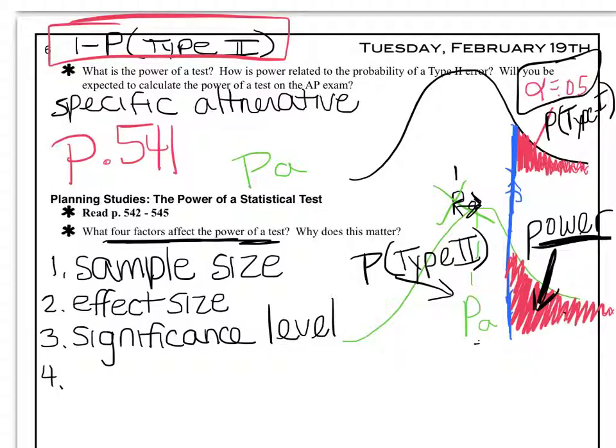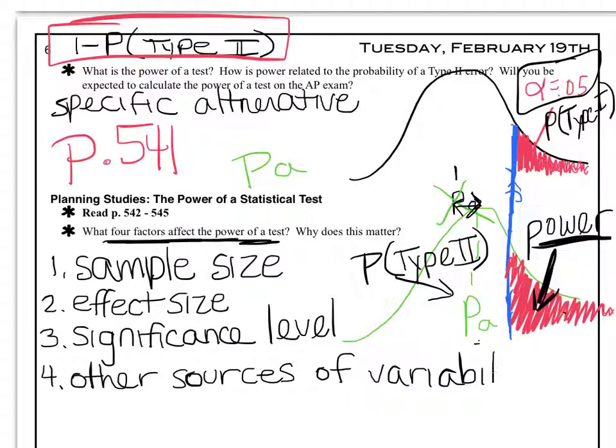And number 4, other sources of variability affect power. So if you did a simple random sample when a stratified one would have given you better results. Or if you totally threw all your knowledge of sampling to the wind and did a convenience sample, in which case none of your information means squat. Or let's say you're doing an experiment and you do a completely randomized experiment when a blocked experiment would have been better. All those sources of variability can mess with your power.